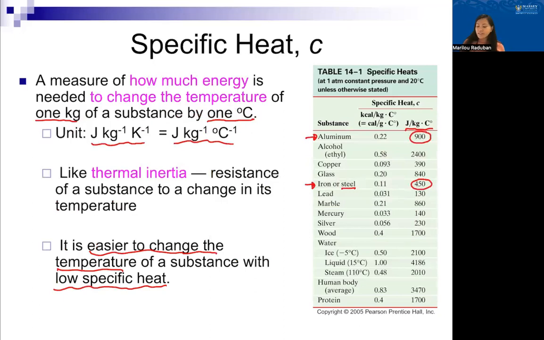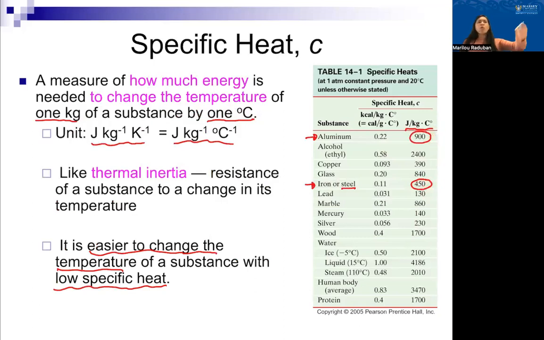Yeah, iron or steel. Okay. So if you want to cook food as quickly as possible, so you want the pan to heat up as quickly as possible, then you would choose iron or steel, because iron or steel has the lower specific heat capacity. Lower specific heat means that object will change its temperature quickly, so it will heat up quicker. Steel will heat up quicker than aluminum because steel has a lower specific heat compared to aluminum.